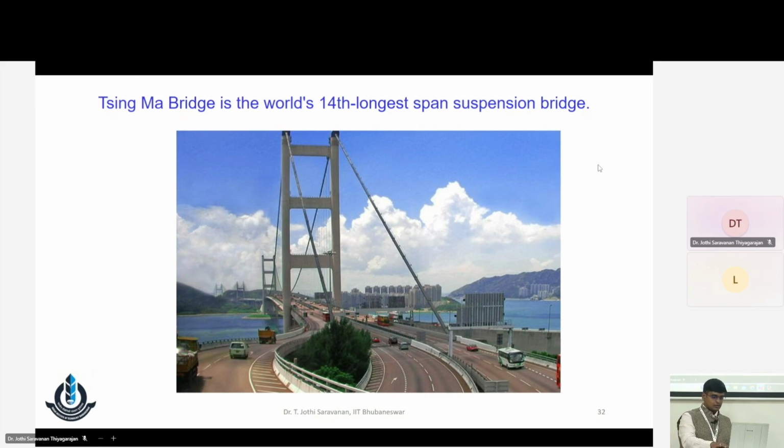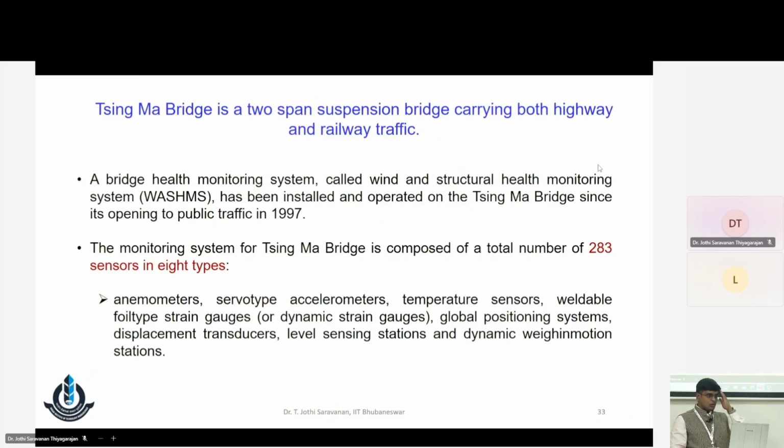There was a bridge health monitoring system, which they call the wind and structural health monitoring system, which was installed and operated on the Shing Mun bridge since its opening in 1997. So it's almost 20 years, right? They installed 283 sensors, which is much costlier. Just imagine, in 1997, because they wanted to do a continuous long term study.